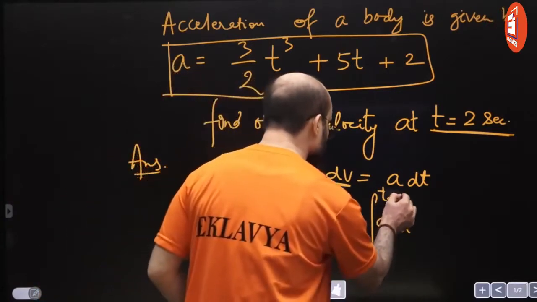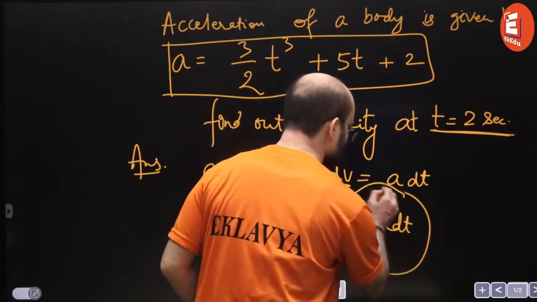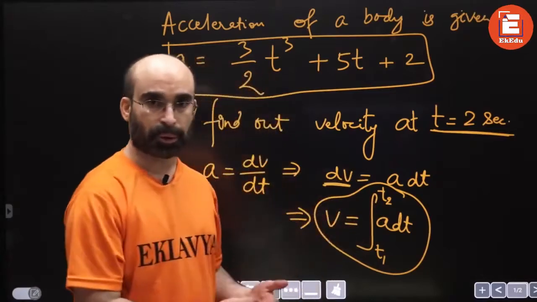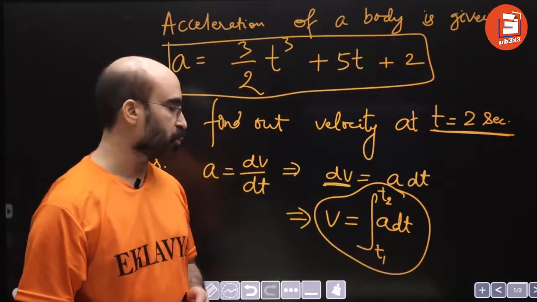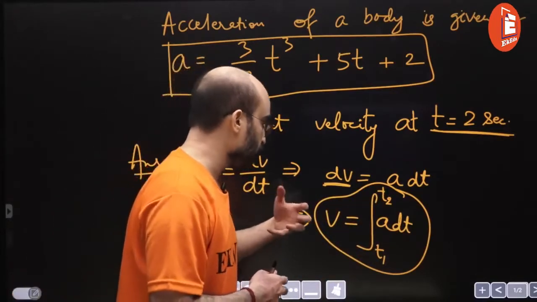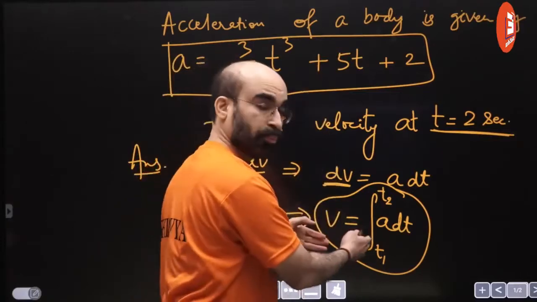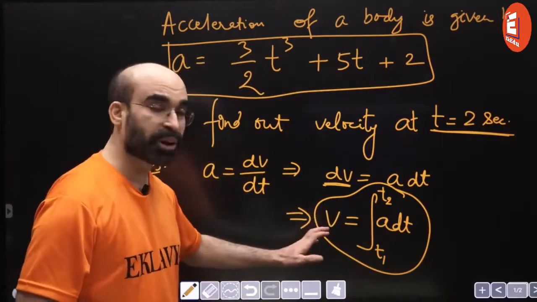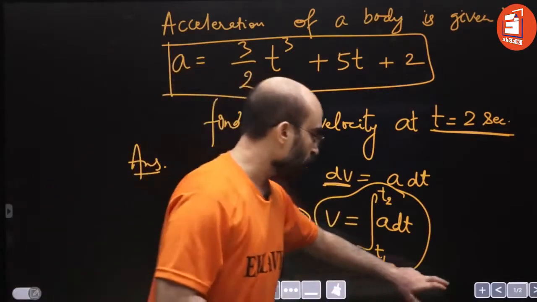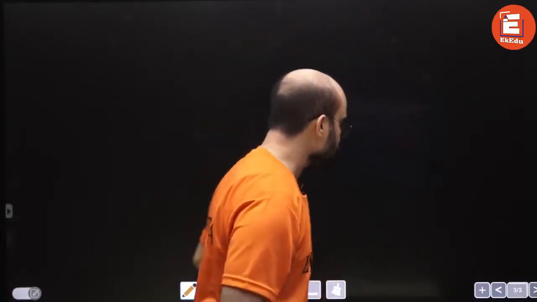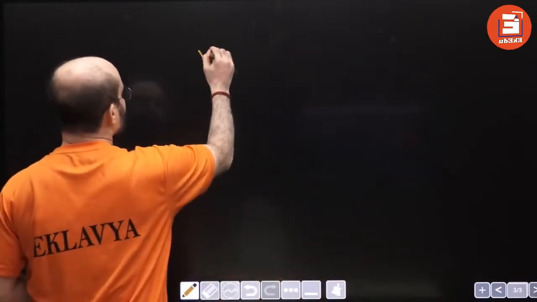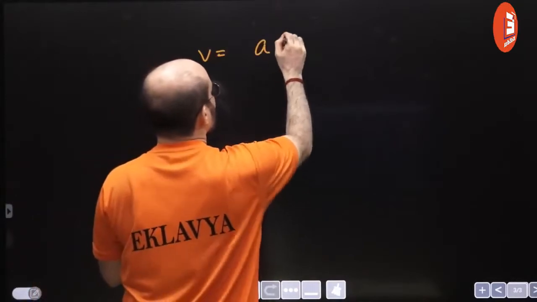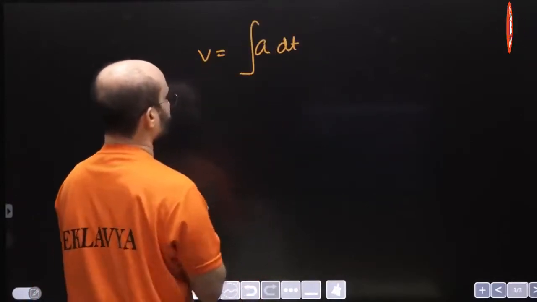This is how the mathematical operation is actually represented. We put the given situation in this particular fashion to solve it. Now what will we do? We will solve it. We have v equals, we need to find out velocity, that is the integration of a into dt.